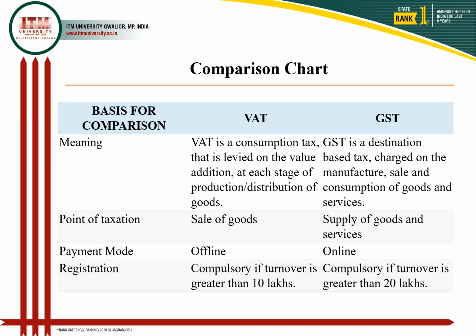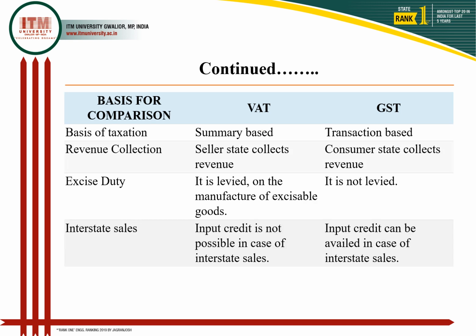The payment mode on VAT is offline, while the payment mode on GST is online. In both cases, registration is compulsory if the turnover is greater than 10 lakh in case of VAT, and greater than 20 lakh in the GST. Compare how it is. The taxation is based on the summary in VAT, while in GST it is based on the transaction, how much transaction is carried out.